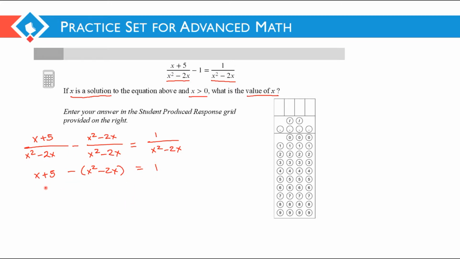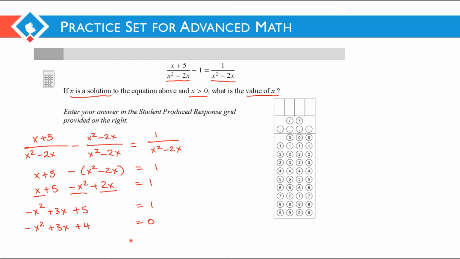And now we distribute, so x plus 5 minus x squared plus 2x is equal to 1. And in this case, let's go ahead and combine our like terms first and rearrange things a little bit. So I'll rewrite this negative x squared here first, so negative x squared. And then I have x plus 2x, so that gives me plus 3x. So that takes care of these two guys right here. And then plus 5 is equal to 1. And then I'll subtract 1 from both sides to get negative x squared plus 3x. I'm subtracting 1, so I'll get plus 4 here is equal to 0.